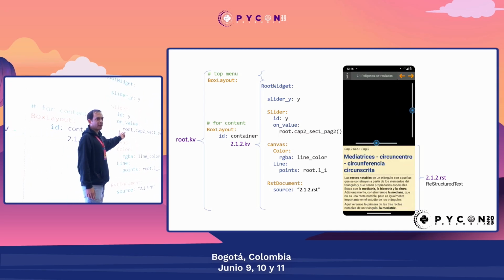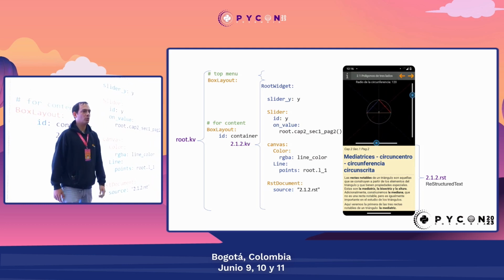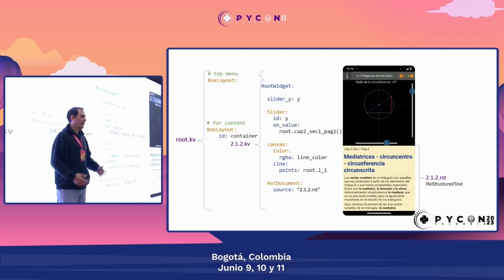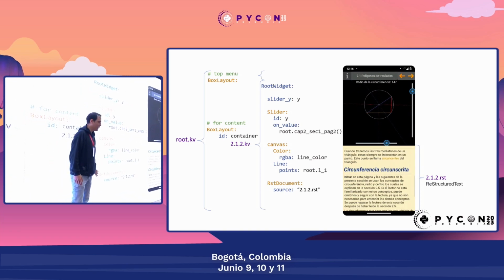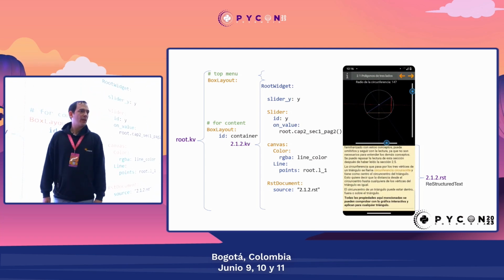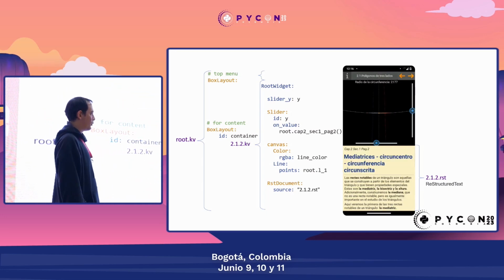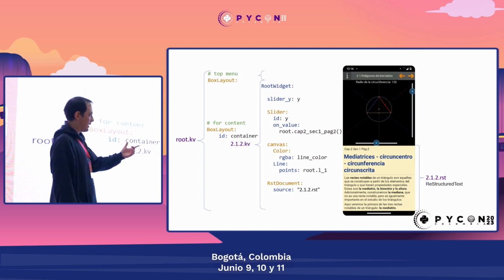We define the interface, the method that we are going to call, and if we need to put some information, we can use, for example, restructured text. So we can use this format to put some text in a nice way.